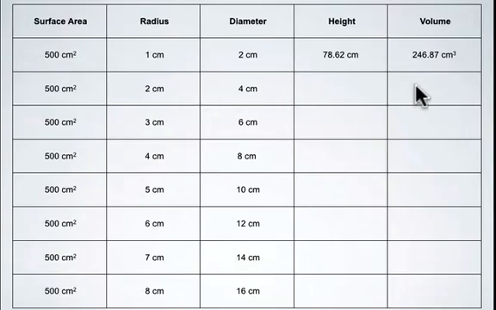So you can see that we've updated the table with a volume of 246.87 centimeters cubed when our radius was 1 and our height was 78.62 centimeters. Next, we're going to take a look at the situation when we had a radius of 2 centimeters, and we'll calculate the height and the volume for that cylinder.